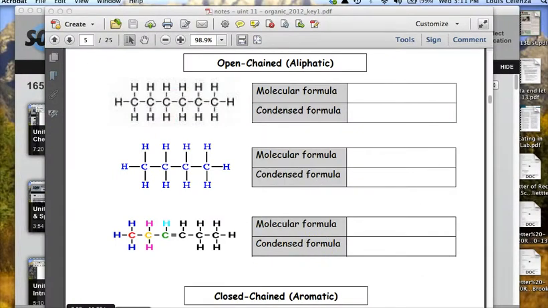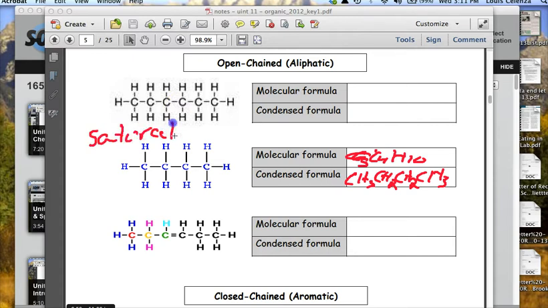Okay, next one. This is even easier. It's a smaller compound, so it should be easier. We have 4 carbons, and it looks like 10 hydrogens. The condensed would be CH3, CH2, CH2, CH3. Okay. These are both saturated hydrocarbons, which means they are both alkanes. We're going to get into that next.